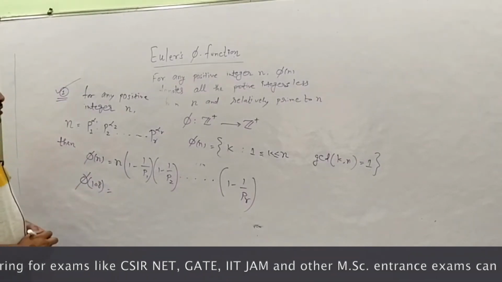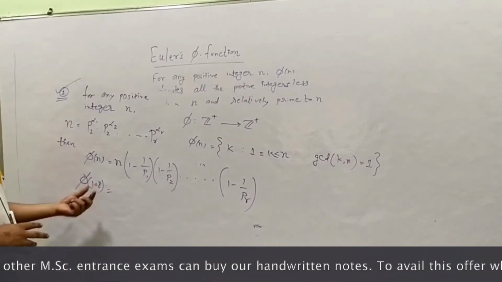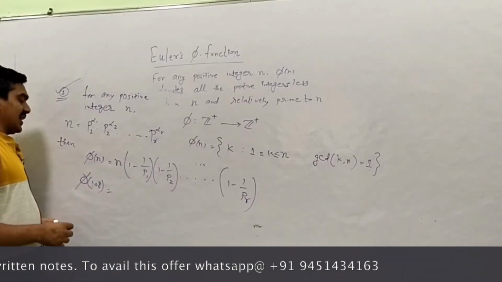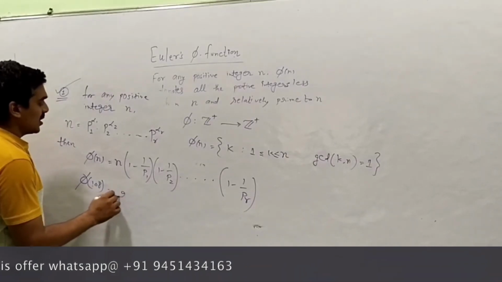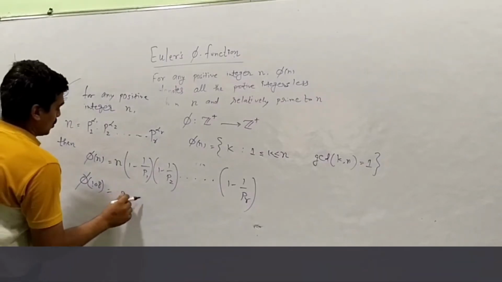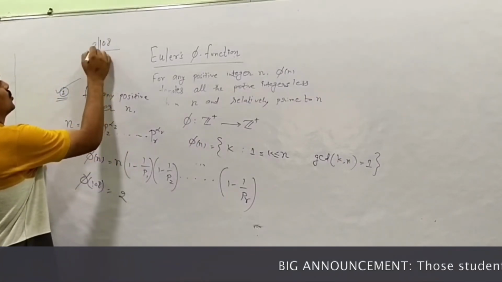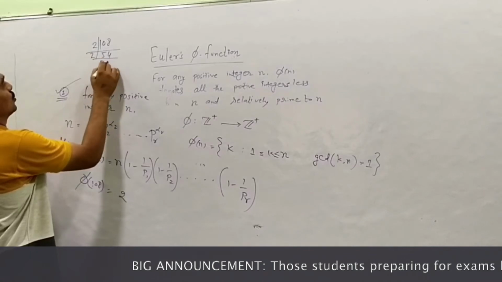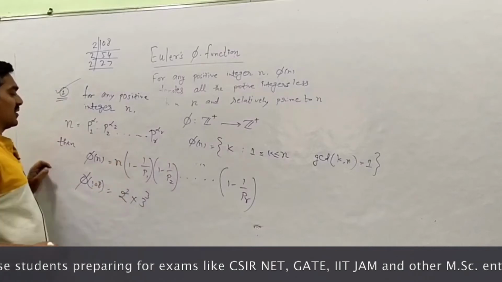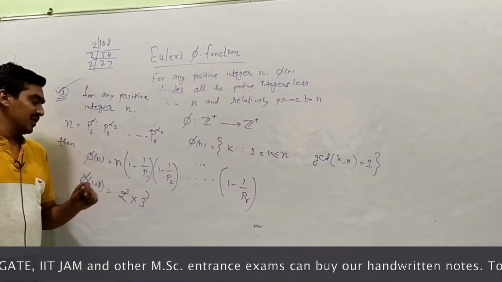First we have to do prime factorization of 108. 108 can be written as 2 raised to the power 2 and 3 raised to the power 3.